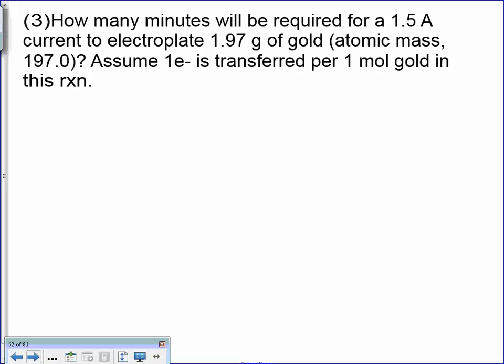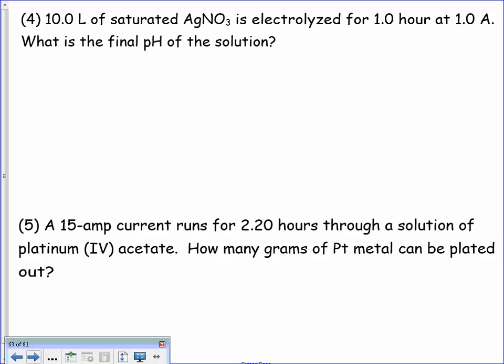Yeah, not this one. No, I'm going to number 4. You guys can do that one later, since I give you specifically how much silver transfers. Put a star on that one. Going to number 4.